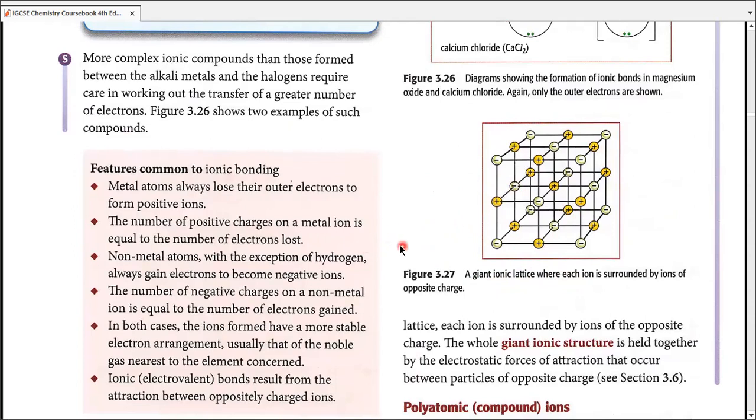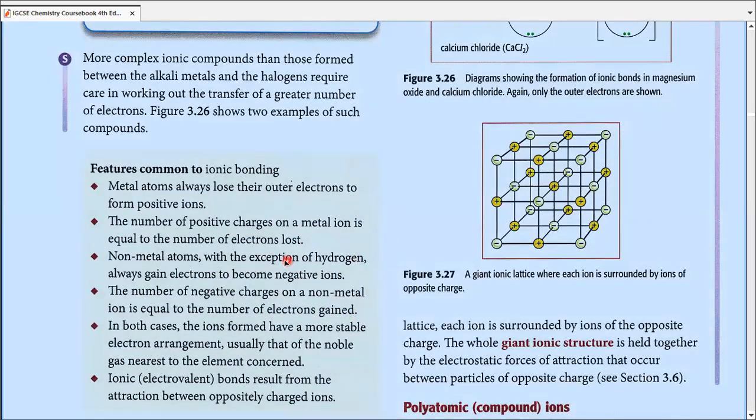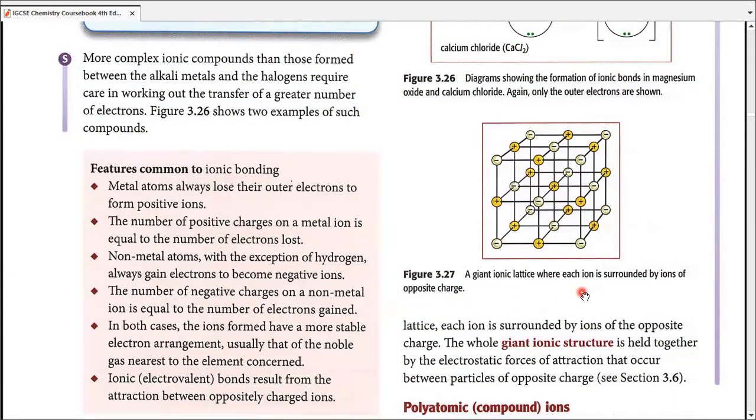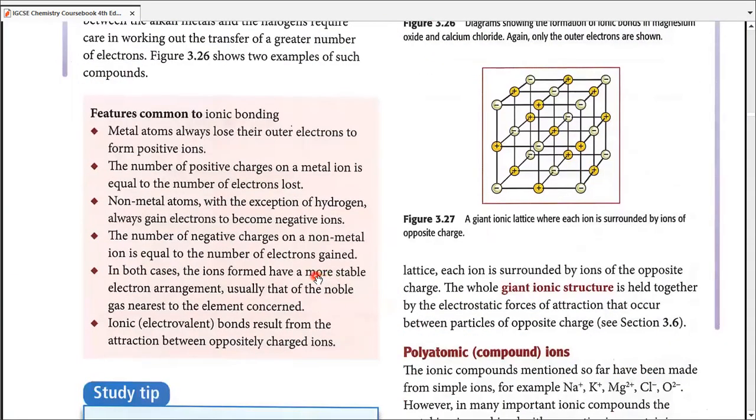Remember, when we use the word electrostatic, that means we're talking about unlike charges, negative attracting positive, positive attracting negative. Now, the features that are common to ionic bonding would be: metal atoms always lose their outer electrons to form positive ions. The number of positive charges on a metal ion is equal to the number of electrons lost. Non-metal atoms, with the exception of hydrogen, will always gain electrons to become negative ions. Again, the number of negative charges on a non-metal ion is equal to the number of electrons gained, so it's pretty much similar to metal. So metal and non-metal behave almost in the same way. The only difference is that one of them is losing, one of them is gaining, metal and non-metal respectively.